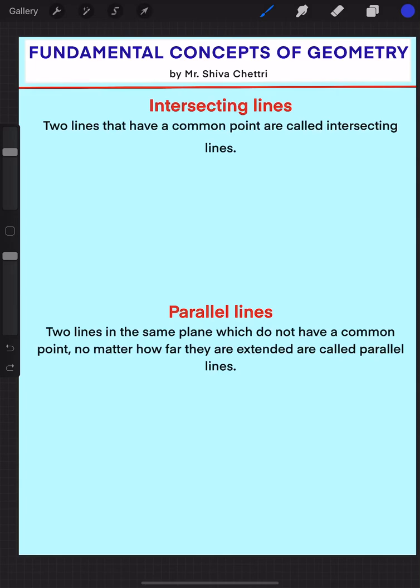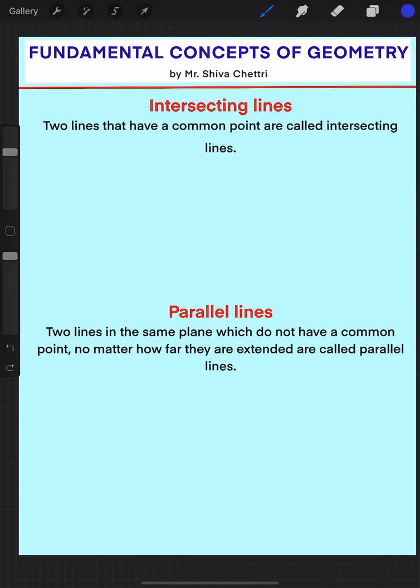This is another video for this chapter, right? So this is the second part. Here today we'll be discussing intersecting lines, parallel lines, the properties of lines, and how to draw a line segment and all. So let us directly move on to this part.